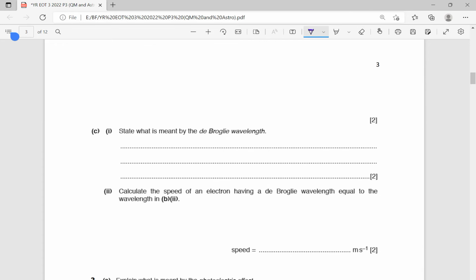Next, state what is meant by de Broglie wavelength. Of course, we have sung this several times. This is the wavelength associated with a moving particle. The wavelength of a moving particle, or wavelength associated with a moving particle.